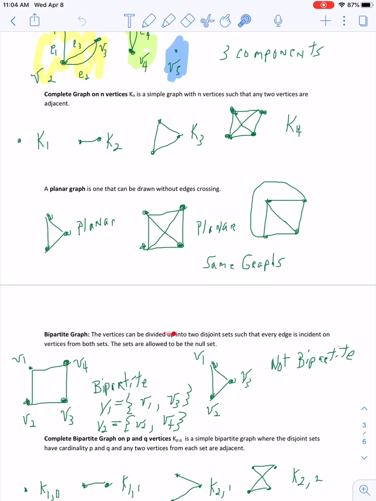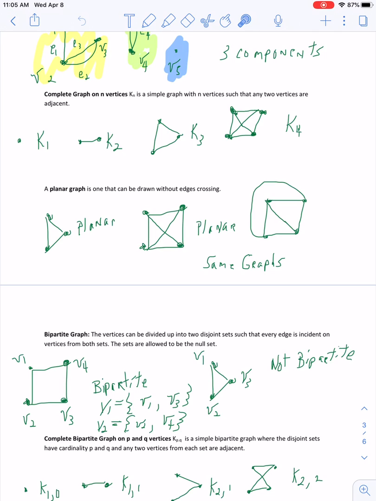By the way, one of these sets is allowed to be the null set if I want. And if that's the case, then you should see that K1 is in fact bipartite. Because I have one vertex, I could put it in one set. My other set of vertices is the null set. And it's true, every edge, of which I have none, is incident with vertices from both sets.